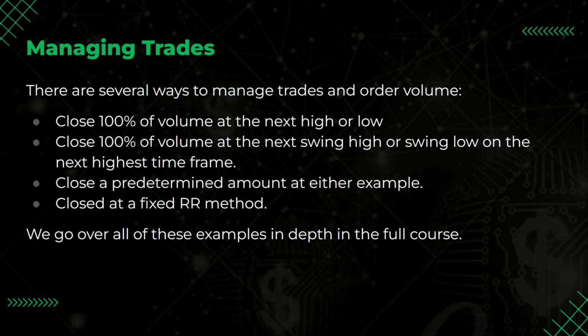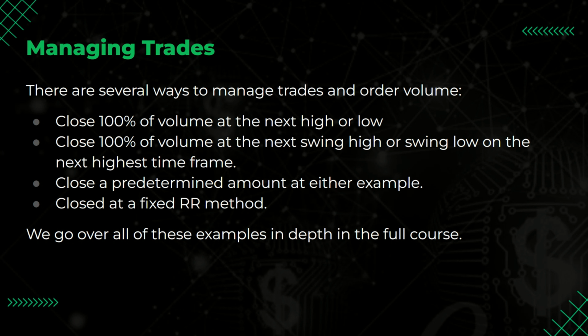The main concrete ways to take profit are to close 100% of volume at the next higher low, or close 100% of your volume at the next swing high or swing low on the next highest time frame. This has a lot to do with swing structure. You can also close a predetermined amount at either example above, so you can do 80, 90, 75, 95, or 50%, whatever works for you.